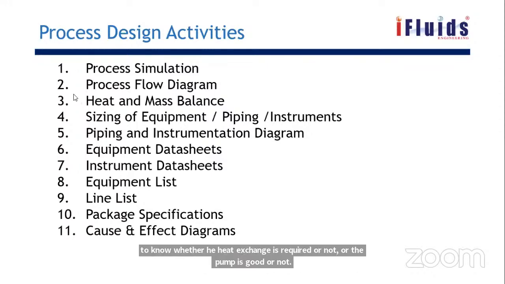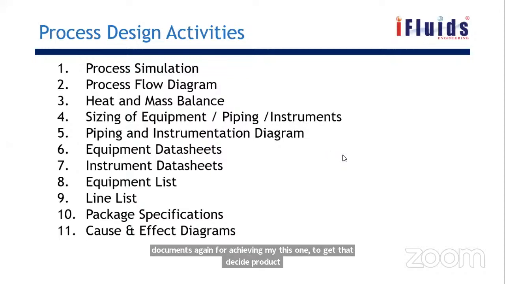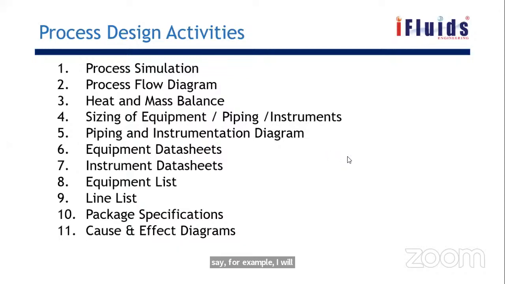So the simulation activity is a dedicated activity where it involves these steps, like freezing all the equipments. What are the equipments required for achieving the desired products? Say for example, I will tell one product, say ammonia. So what are the raw materials required for ammonia?